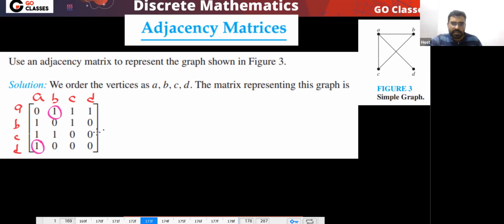But is this clear? See, this 0 means C, D are not adjacent. C comma D, they are not adjacent, so 0. C comma B, they are adjacent, so this is 1. Is this clear?